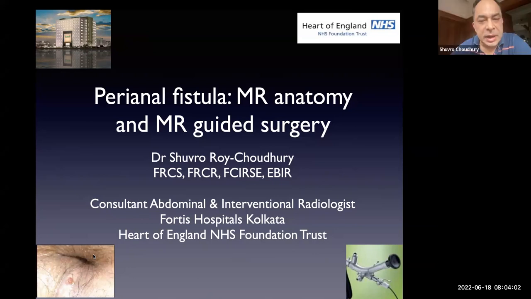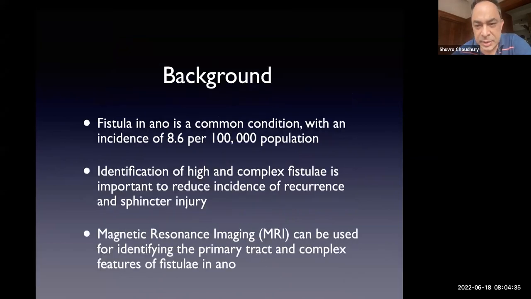Okay. So I'm going to talk about MRI of perianal fistula. Particularly the role of MRI in perianal fistula, with some kind of overall view about where MR stands in the algorithm of managing perianal fistula. Now, this is not a very recent topic. This talk was prepared in 2014, so that's 8 years ago. But to be honest with you, not much has changed since 2014 in terms of the science of perianal fistula. So fistula is a very common condition with an incidence of 8.6 cases per 100,000 population.